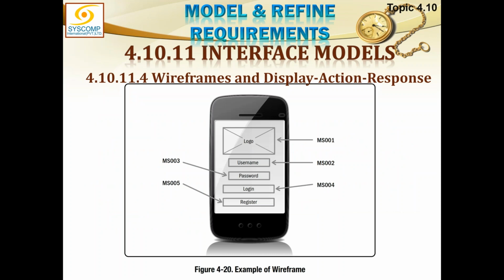So here it shows the wireframe or the display action response, how the things would be there. It's a kind of a mock-up on which the logo will appear on top, which has its own number. The username, again, is MS002, password MS003, and then you have a button for the login MS004, and if you do not have a login, you can press register, and that is MS005. So there are 5 elements displayed on this display action response.